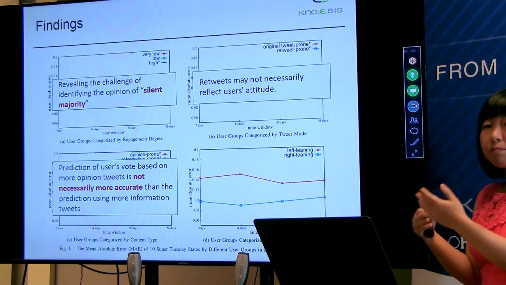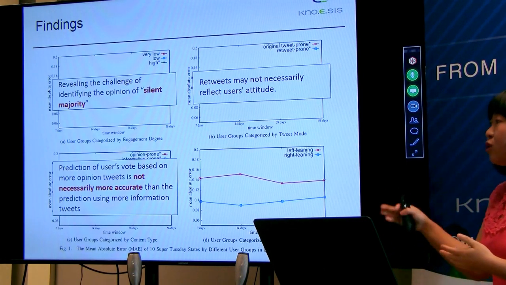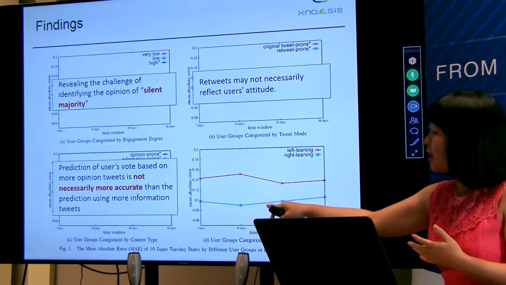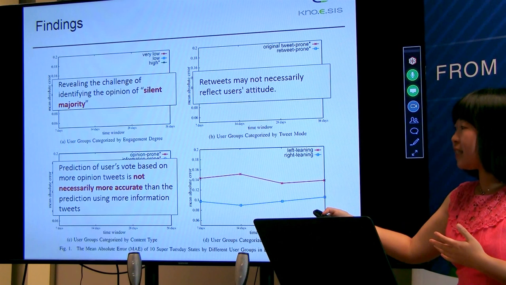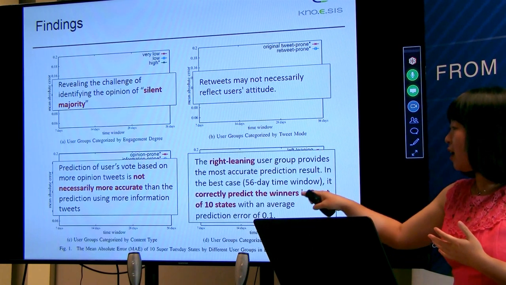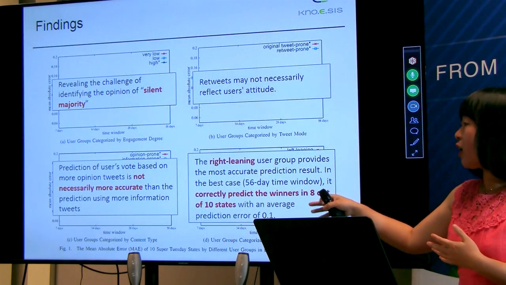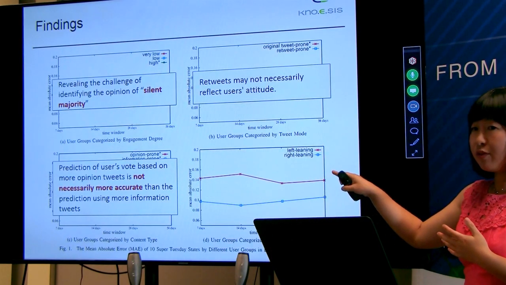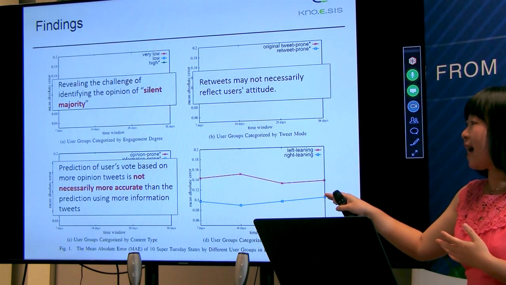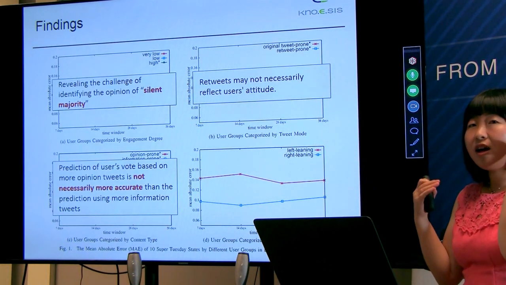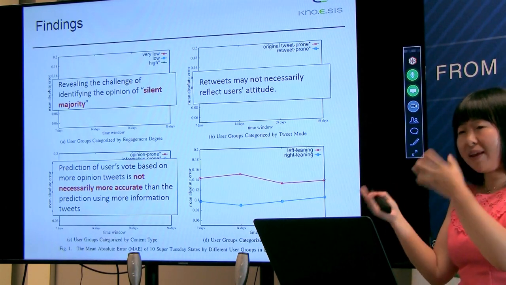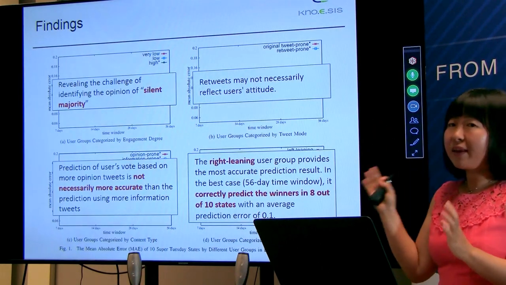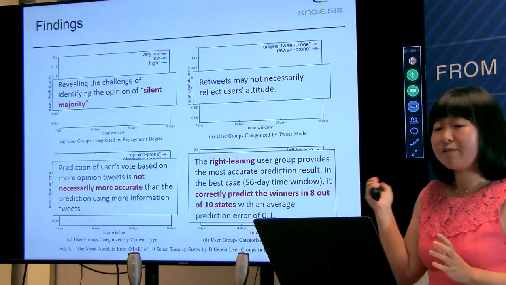Because we want to predict the Republican primaries, if we make the prediction based on opinions from right-leaning users, it achieved really good results. It correctly predicts the winners in 8 out of 10 states, and also the error rate is less than 0.1. However, based on left-leaning users, the results are much worse. So it suggests that right-leaning users are more likely representative of the opinion of their voters, right? The results show that the opinion holders matter when we predict election results.